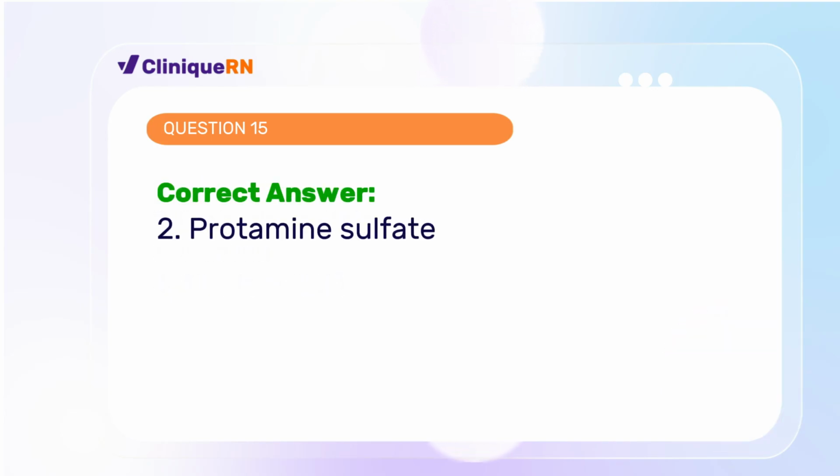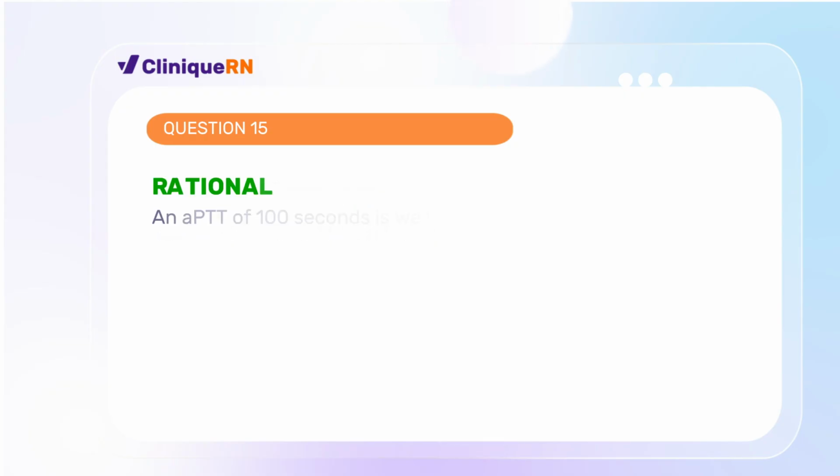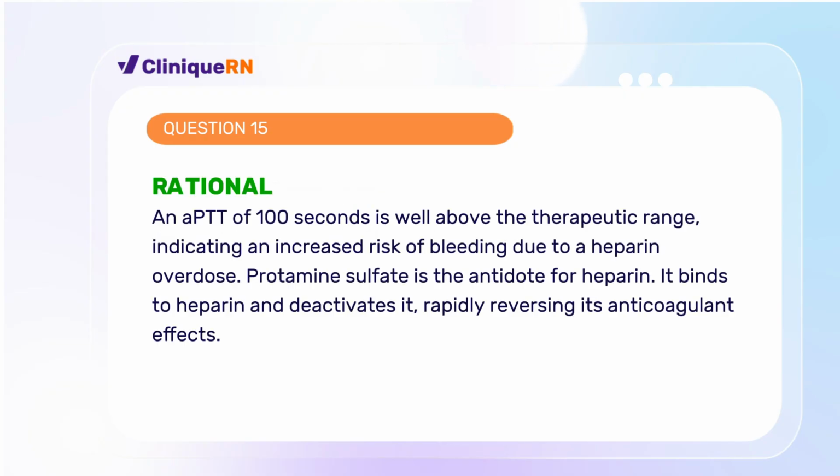Correct answer: 2. Protamine sulfate. Rationale: An APTT of 100 seconds is well above the therapeutic range, indicating an increased risk of bleeding due to a heparin overdose. Protamine sulfate is the antidote for heparin. It binds to heparin and deactivates it, rapidly reversing its anticoagulant effects.